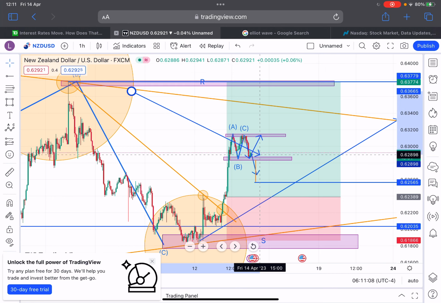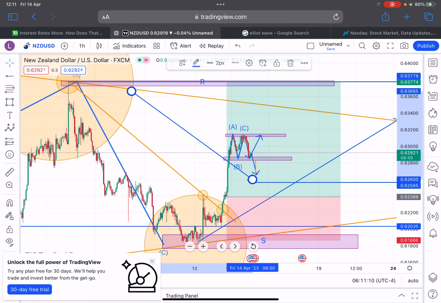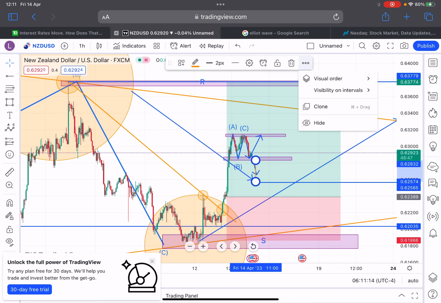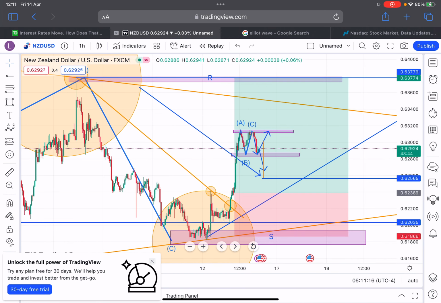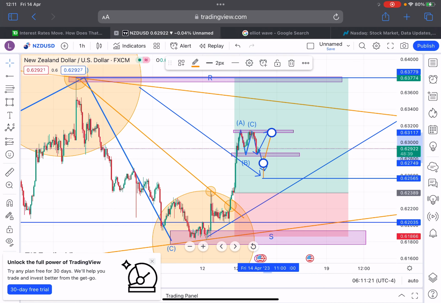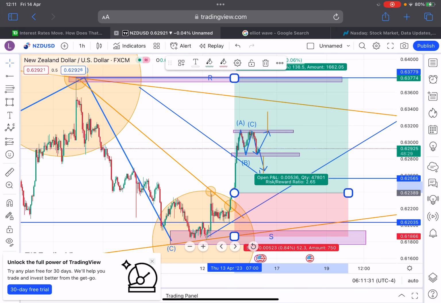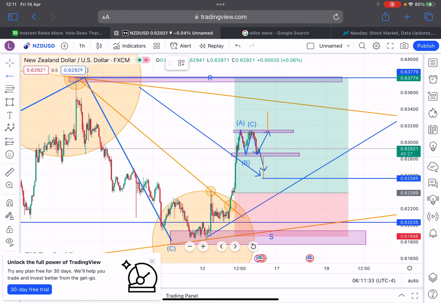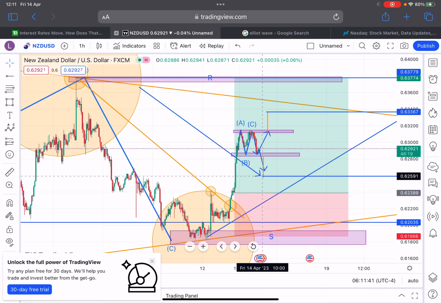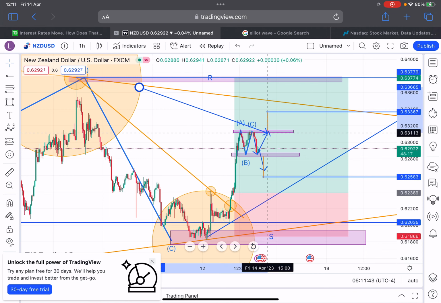And if it breaks the mini resistance, we will have something. We have to measure the distance in between, and then let's say it breaks the mini resistance here, and you will use the price at the end of your measured price as your take profit if it breaks that mini resistance.